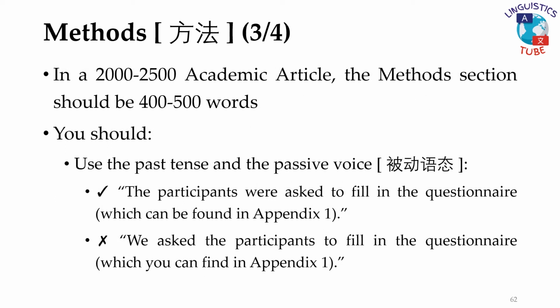My recommendation is that, in a typical undergraduate academic article that is between 2,000 and 2,500 words, the method section should be between 400 and 500 words.